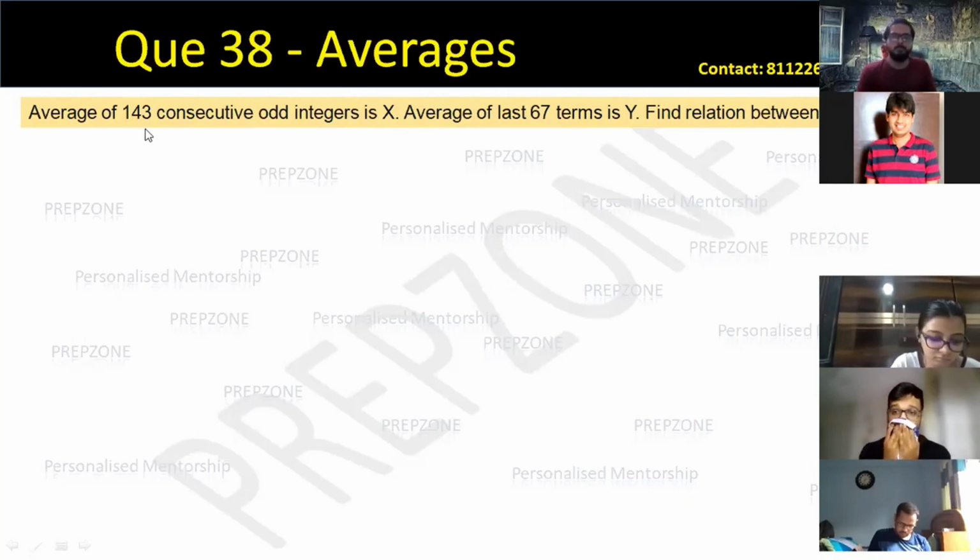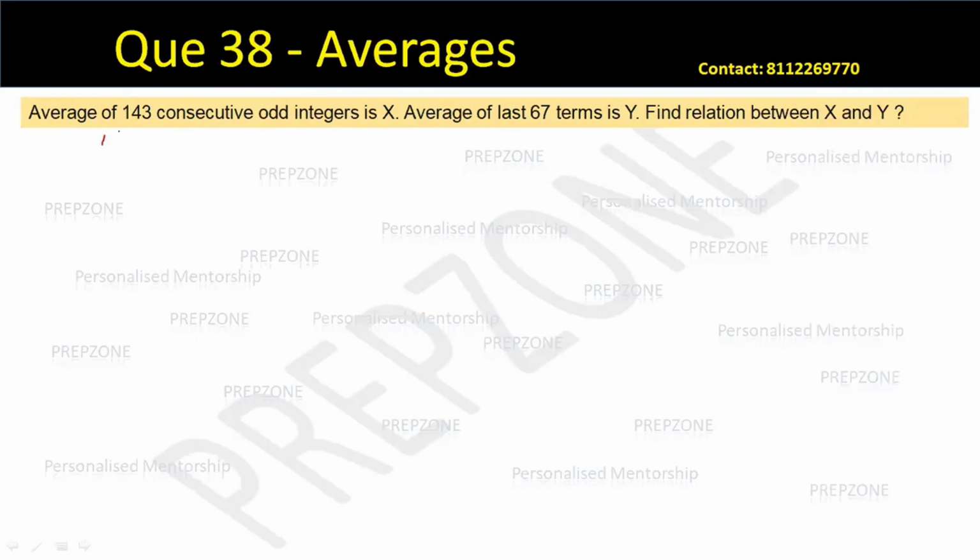Simple question, I think. One way is, we have consecutive odd integers, so either take numbers 1, 3, 5, 7 and so forth, and then find x, find y, and solve it. And the average of 143 consecutive odd integers is given. Okay, we know the total is an odd number of terms.